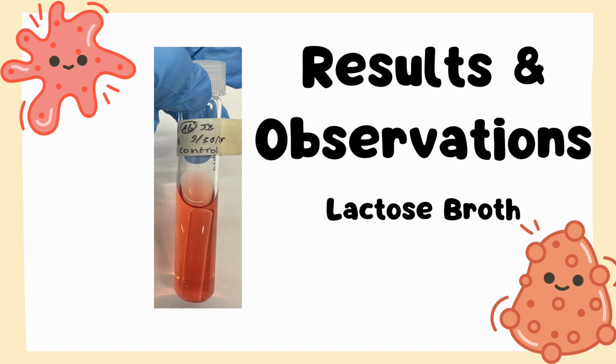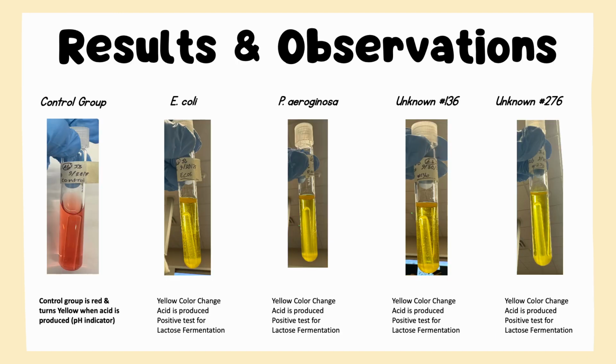Now for the results and observations of lactose broth. Starting off with understanding what the control group means. Initially it's going to be a color red, and it only turns yellow whenever acid is produced, which is essentially our pH indicator. We can easily see this in all 4 of them.